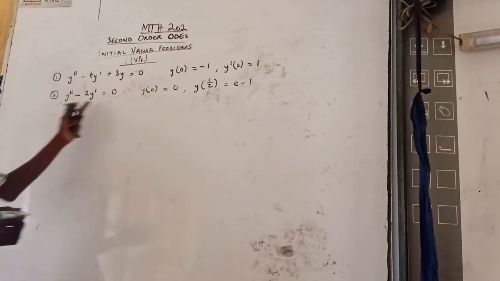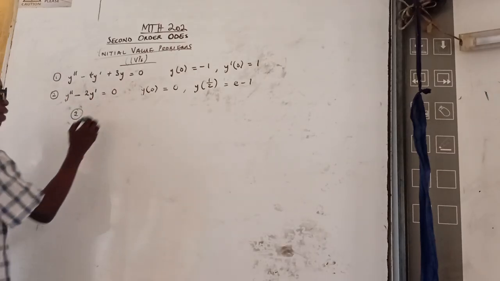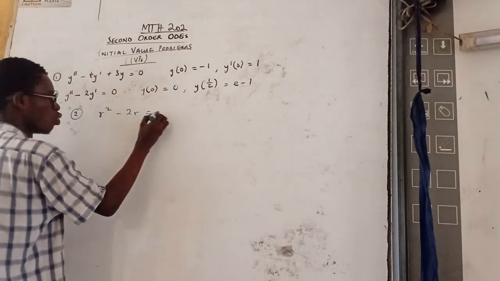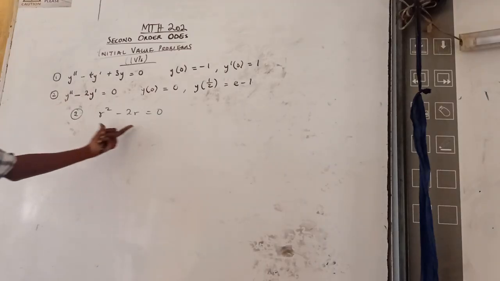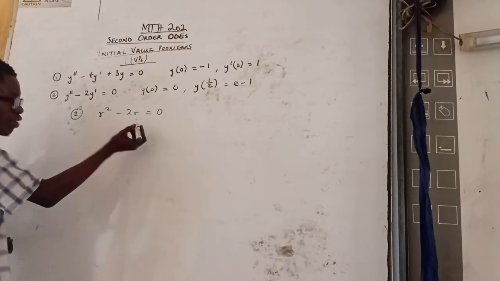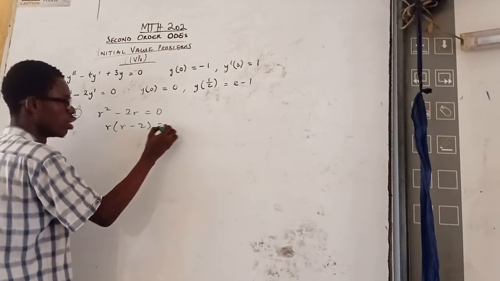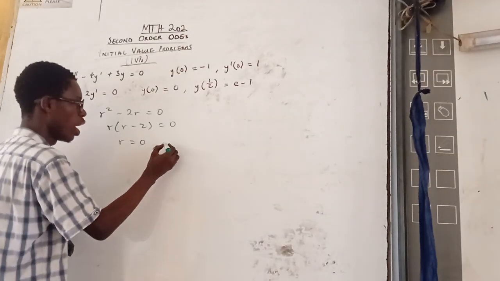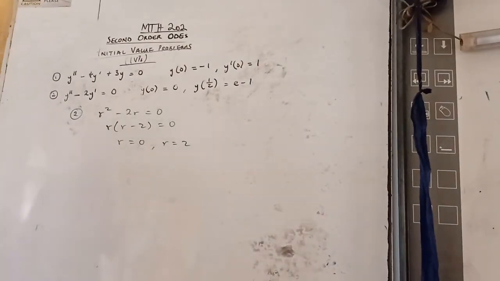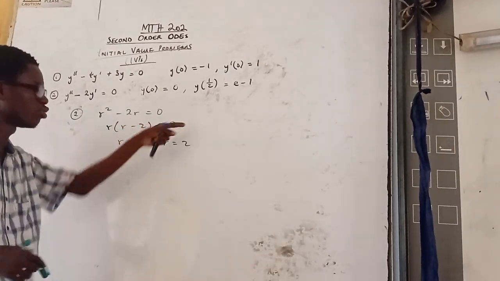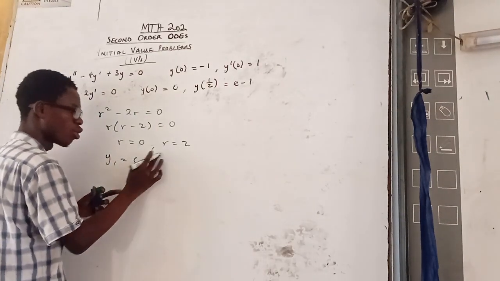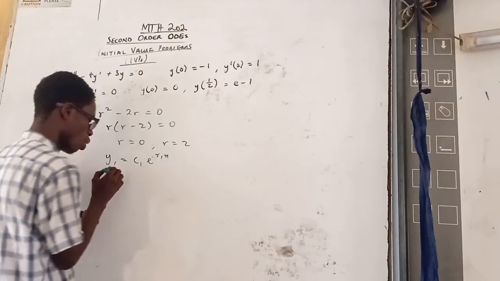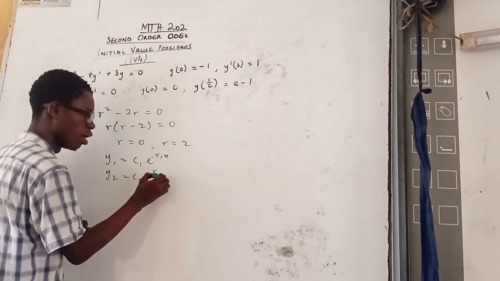Now writing this out as a characteristic equation, we have r squared minus 2r equals 0. r squared is for the second derivative, and minus 2r is for the first derivative. So factorizing r, we have r into bracket r minus 2 equals 0, which means r is either equal to 0 or r minus 2 equals 0, so r equals 2. So it means our y1 equals c1 e raised power r1x, and our y2 equals c2 e raised power r2x.